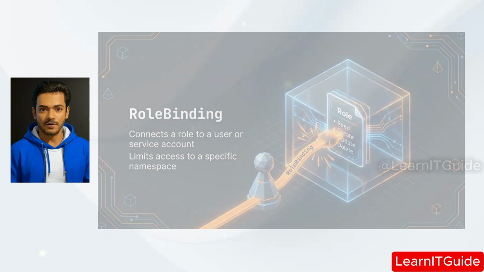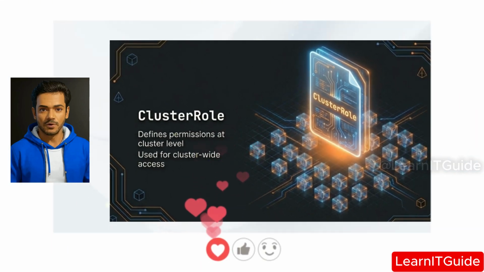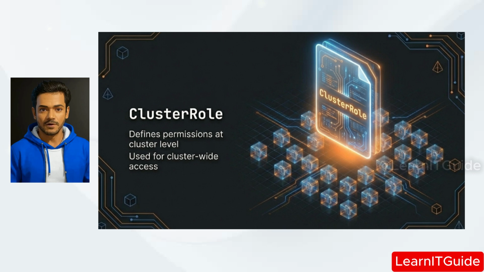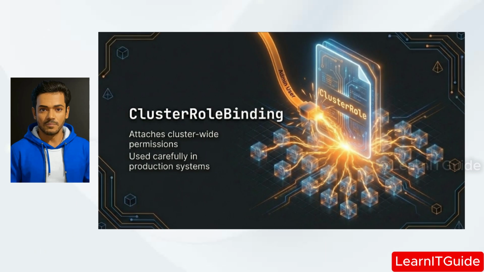Now Kubernetes also has something called ClusterRole. ClusterRole is similar, but it works across the entire cluster, not just one namespace. And cluster role binding is how you attach that cluster-wide permission. Most beginners get confused here, but honestly, if you understand namespace versus cluster, RBAC becomes very logical.